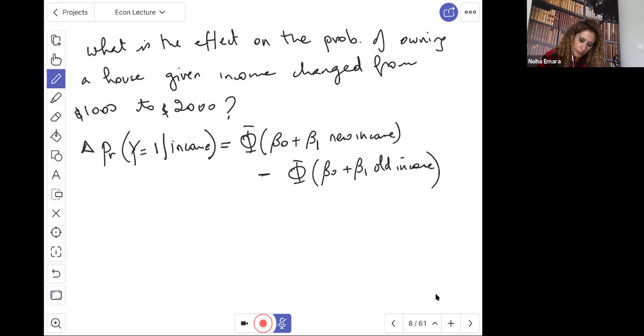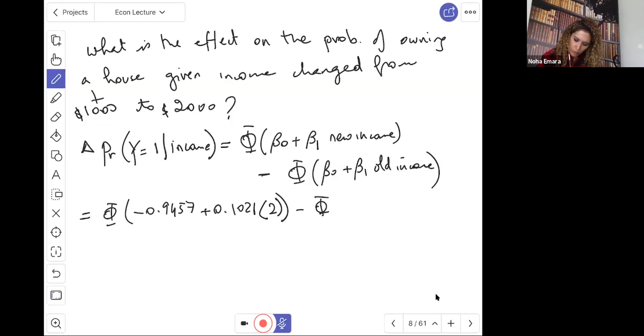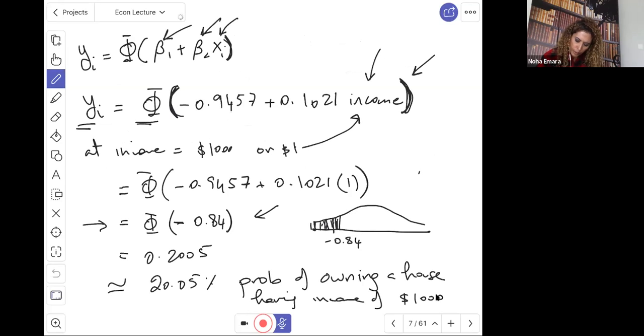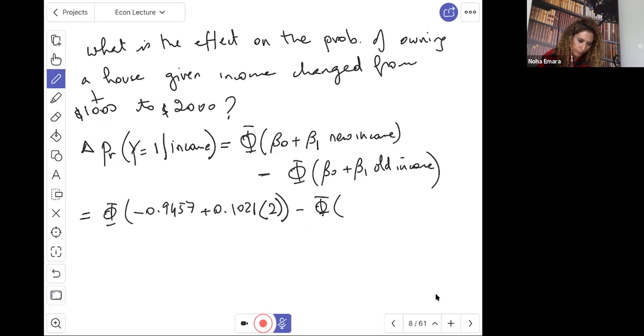So let's plug in our numbers. Our numbers are negative 0.9457. I'm going to have 2 here because it's in thousands. And the second part, when it was 1,000, we have already computed it here, so I don't have to do it again. It's right here, okay? So I'm just going to write it, minus.